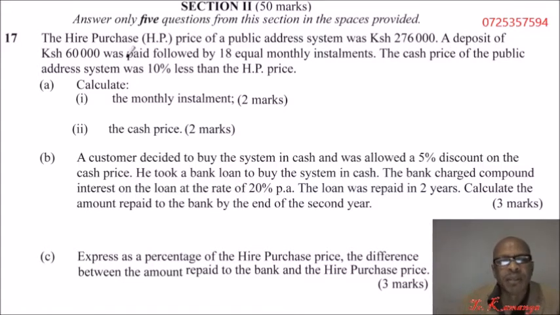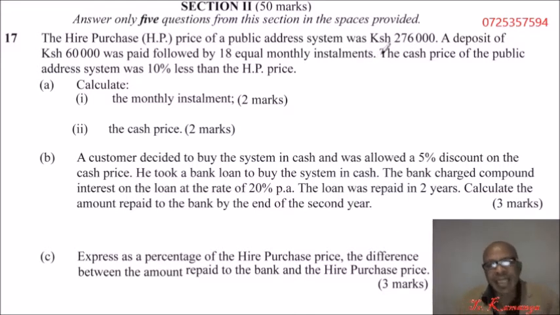A deposit of 60,000 Kenyan shillings was paid, followed by 18 equal monthly installments. The cash price of the public address was 10% less than the hire purchase price. Part A, calculate Roman number 1, the monthly installment. Now, let's start with that.